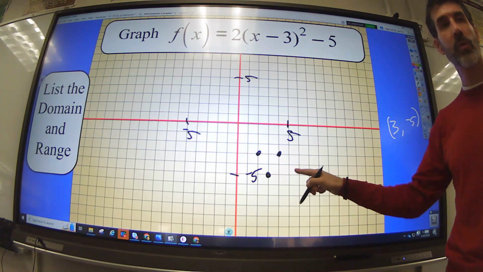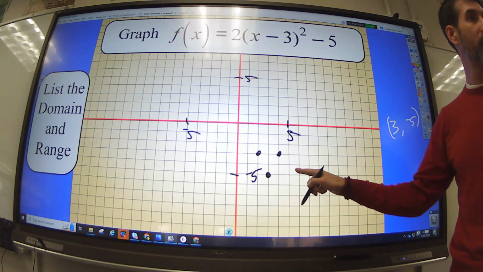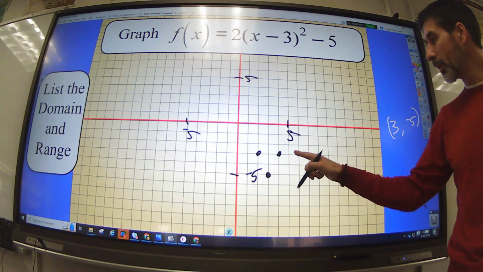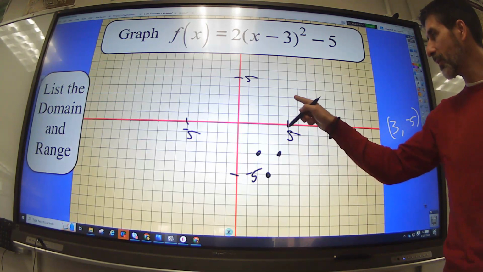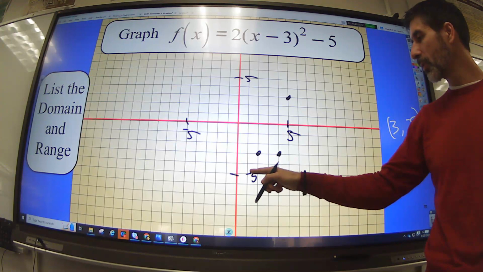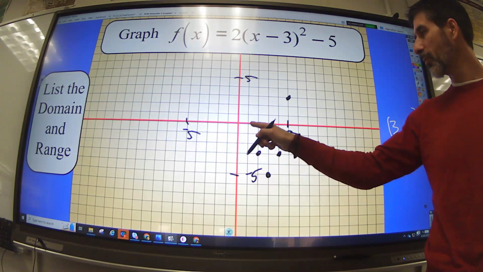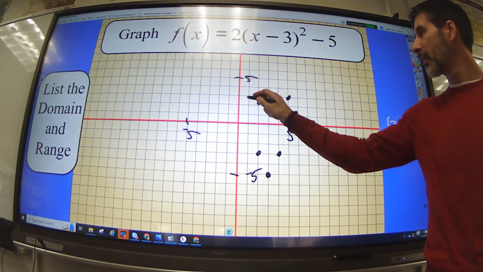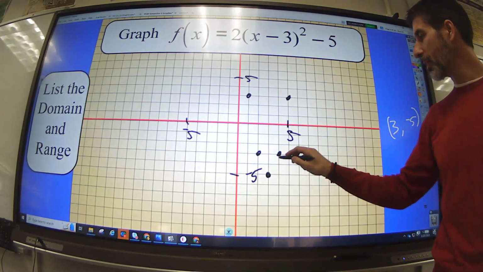Over 2, what's 2 squared? 4, so I go up 8. 1, 2, 3, 4, 5, 6, 7, 8. Just like before, over 2, up 8. And then you go ahead and graph it.